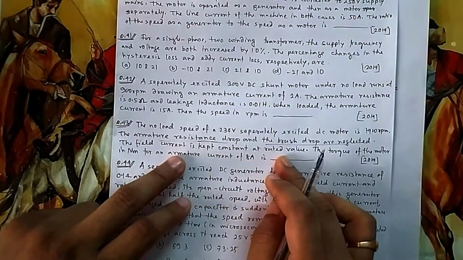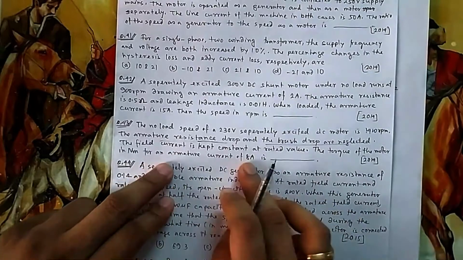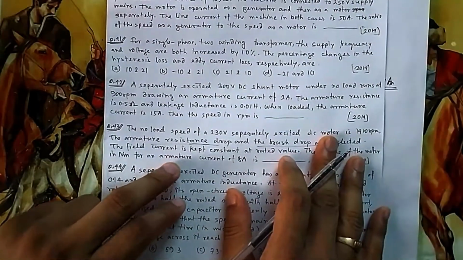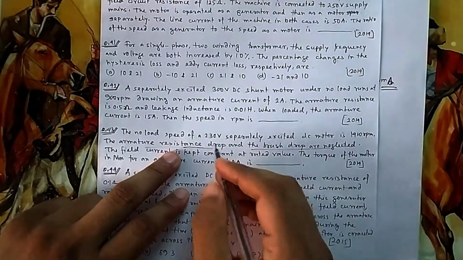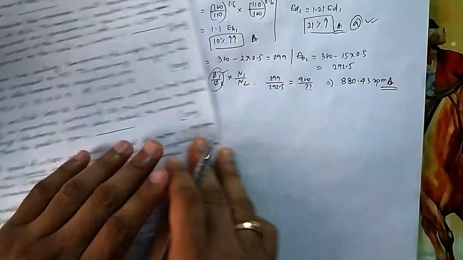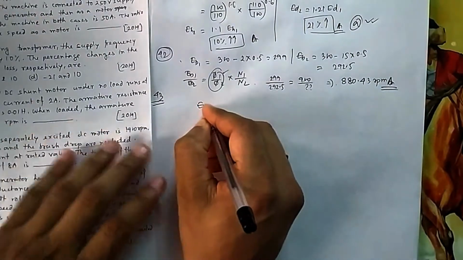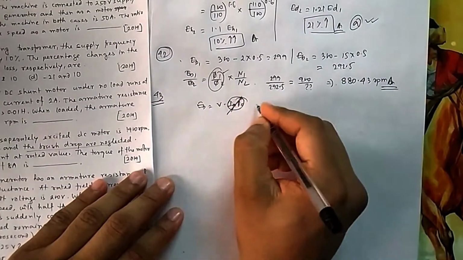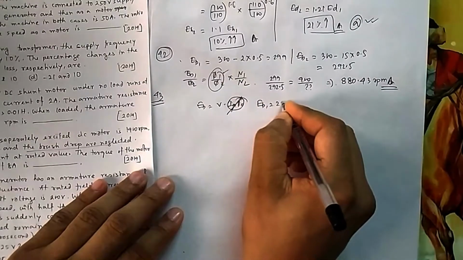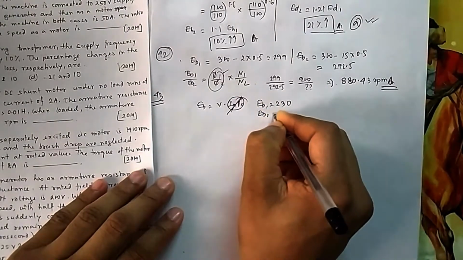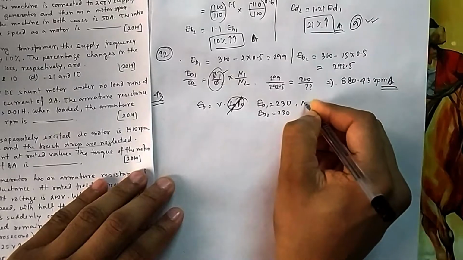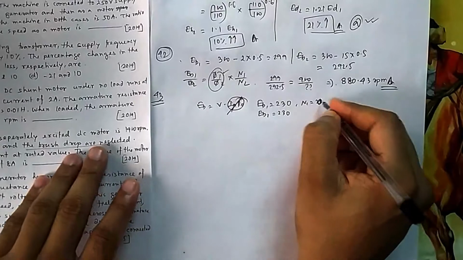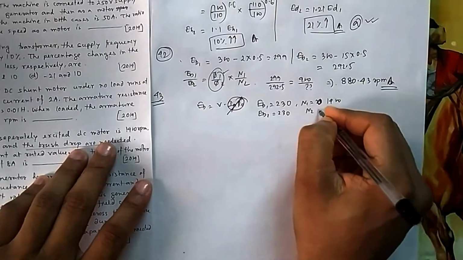Now they are keeping the field also constant. The torque of the motor in Newton meter for an armature current is asked. Now there will be no speed change. Why? Because the field is also constant and your back EMF is also 230 volt, because EB is equal to V minus IaRa, and you are neglecting this entire thing. So every time your EB1 is 230, EB2 is also 230. So N1 will be 1400, N2 should also be 1400.